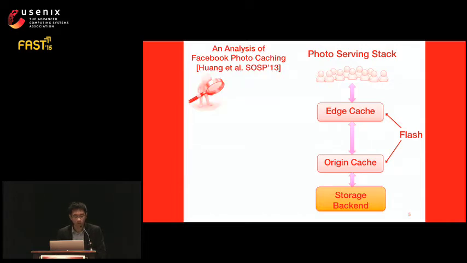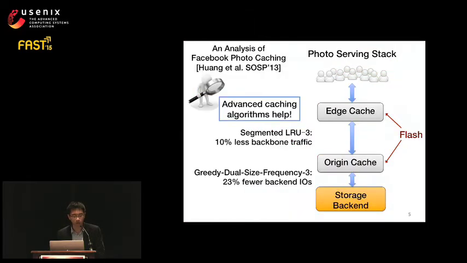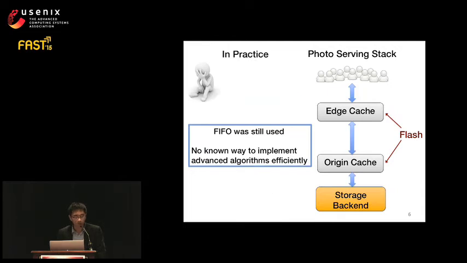In SOSP 2013, we published a paper doing analysis on the Facebook photo caching stack, and we found advanced caching algorithms help. Since then, we did more analysis, and we find if you use segmented LRU 3 on the edge cache, then you can reduce the backbone traffic by 10%. And if you use an algorithm called greedy dual size frequency 3 on the origin cache, you can reduce the backend I/Os by 23%. However, even though we knew this result, FIFO was still used because there was no known way to implement these advanced caching algorithms efficiently on Flash.